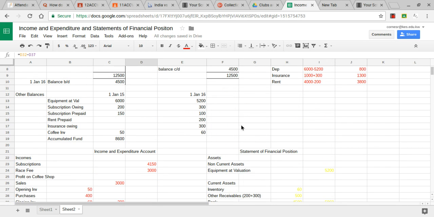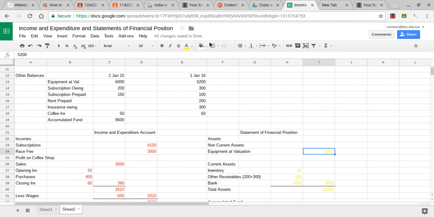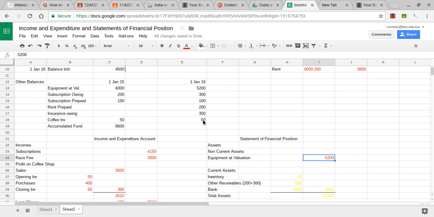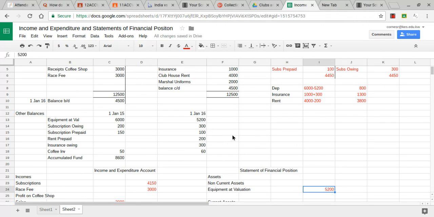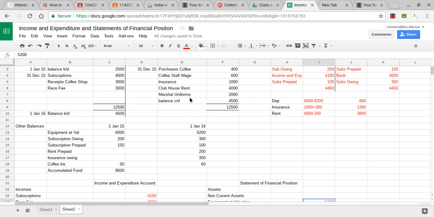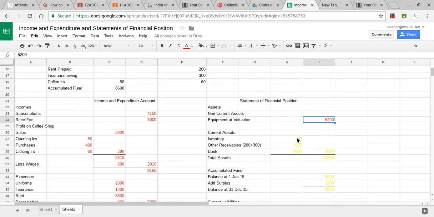Well, the equipment at valuation, we're told the valuation, so that's straightforward. We can put that in. Okay, my inventory comes from here, which is 60. My other receivables, that's 200 plus 300. And that comes from my prepayment, wherever it was, of rent. And also the business is owed 300 of subscriptions. And then the bank, straightforward. Students often miss this, but that comes from the receipts and payments account, balance carry forward.